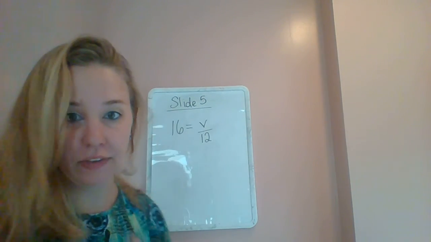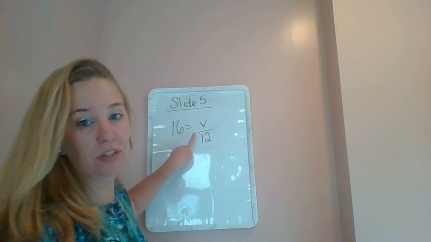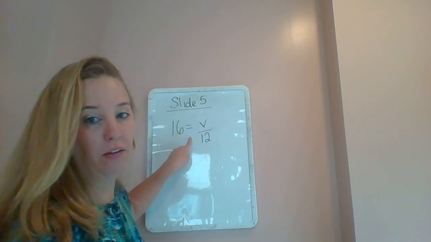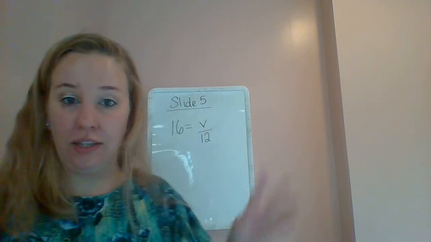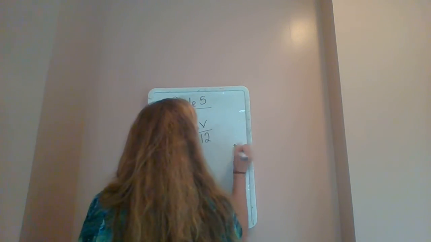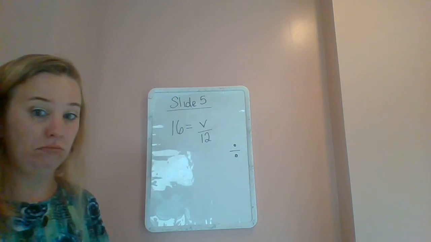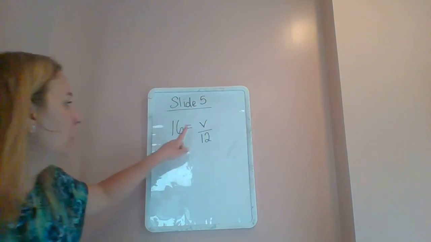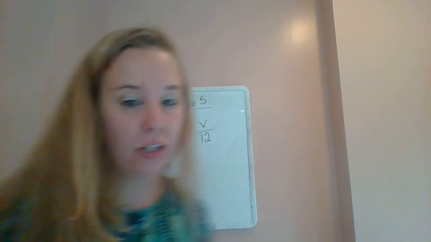Okay, slide 5. Last example for this video lesson, right? 16 equals v over 12. Now it looks like a fraction, but fractions do mean division. That is v divided by 12. Fun fact, that's why the division symbol looks kind of like a fraction. It's the same thing. So if division is what's happening to this variable, the inverse operation is multiplication.